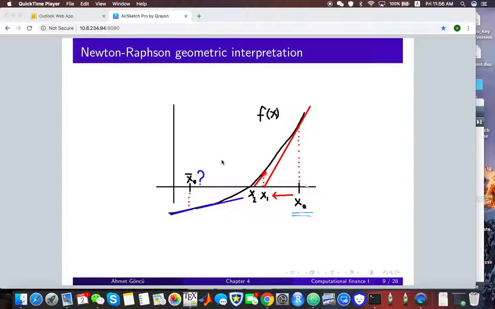So we again go back to our f of x. We are evaluating our function at this x1, and then using the tangent line to get closer to the real root of this problem.